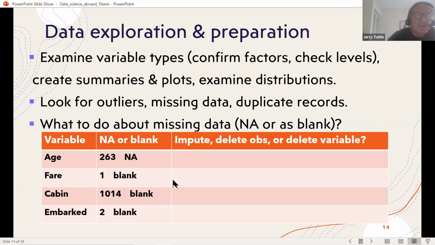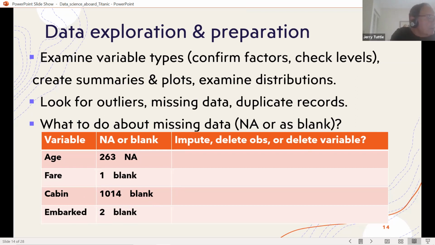So I had that issue with the Titanic data, starting with age. I had 263 not available age observations. I had one blank for fare. I had nearly half blank for cabin, and I had 2 blank for city of embarkation.